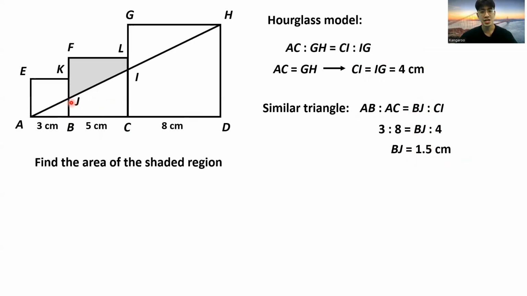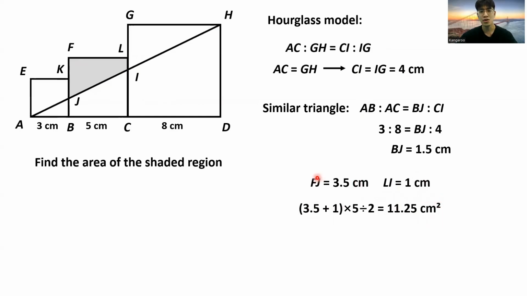Now, from BJ equals 1.5 and the total length FB is 5, we find that FJ is just 3.5. And with CI equals 4, LC equals 5, LI or IL is just 1 centimeter. And from there, we can easily use the area of the trapezium to find that the final answer is 11.25. And that solves our first problem.